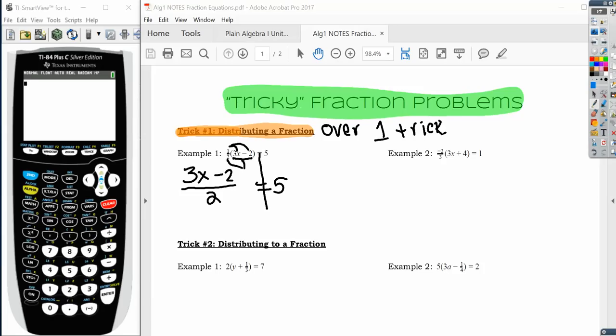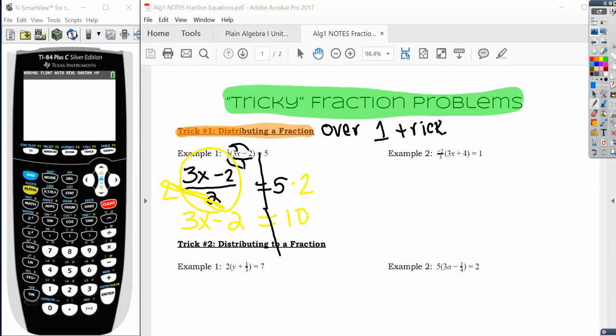Now that I've distributed, I'm going to multiply both sides by the denominator to eliminate my fractions. My denominator is 2, so I'm going to multiply this side by 2 and that side by 2. I'm only multiplying this whole term by 2 because that's one whole term. So these 2's cancel out, and I'm left with 3x minus 2 equals 5 times 2, which is 10.